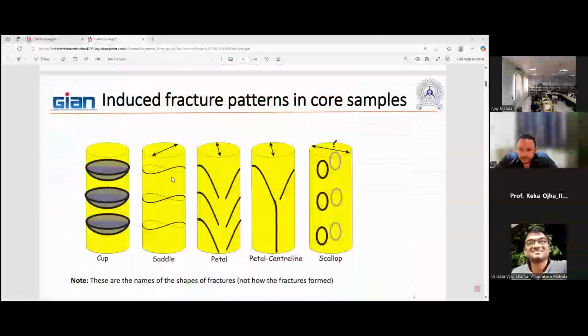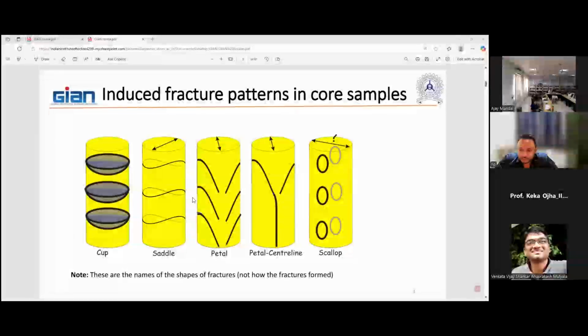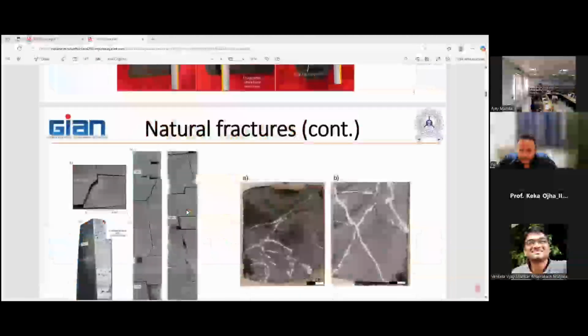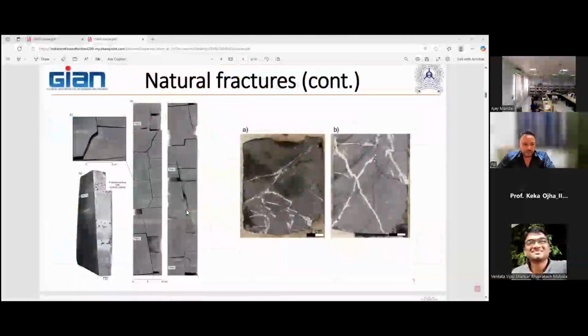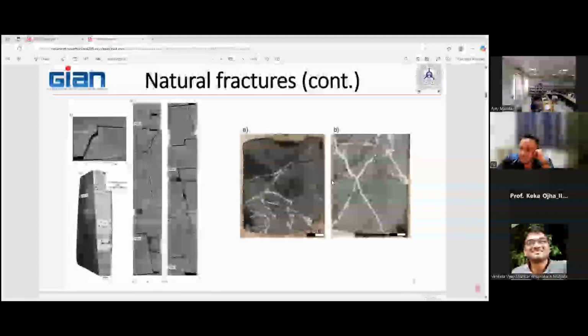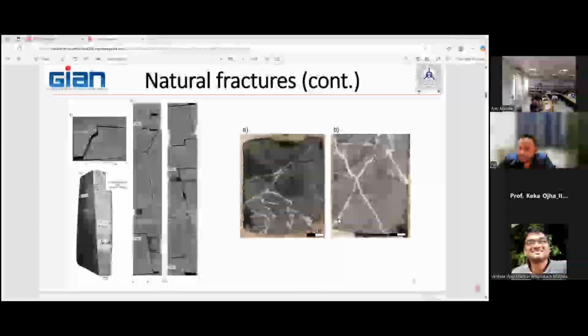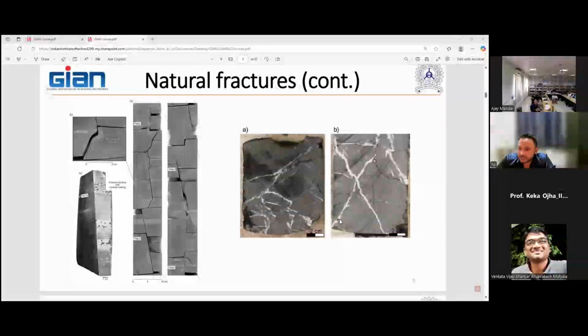Some of the induced fractures will have this type of geometry, while the natural fractures will have these types of geometries. So what you see on this right, this is called conjugate natural fracture. You can see one fracture is going this way and one is coming this way. So these are very small normal faults which have been filled with cement. You see this part of the fracture is not cemented. You can see there is a hole there, which is the uncemented portion of the fracture.